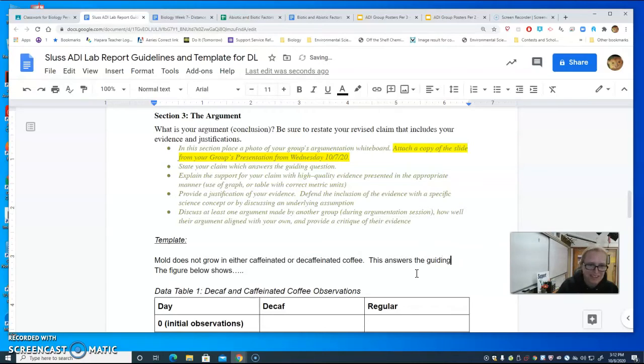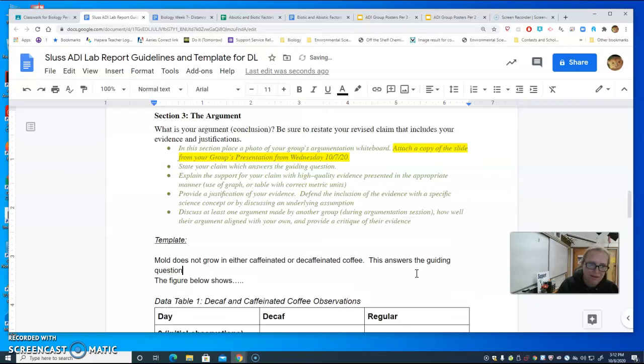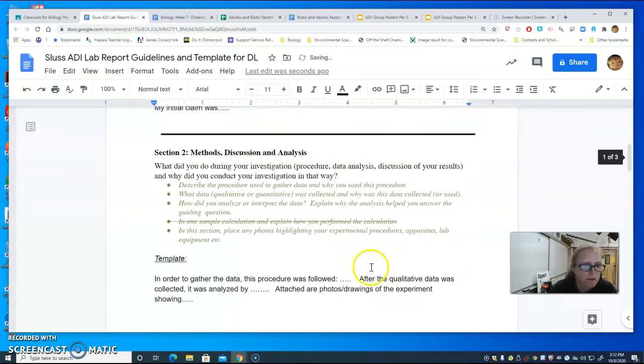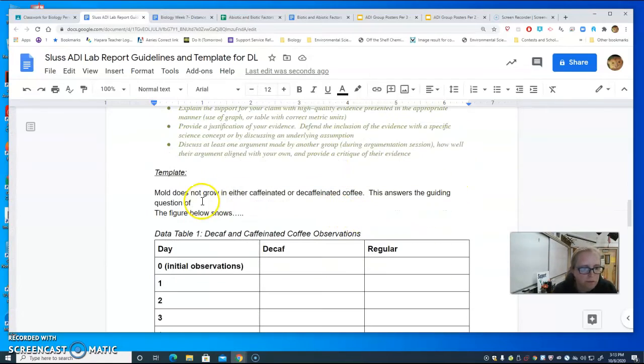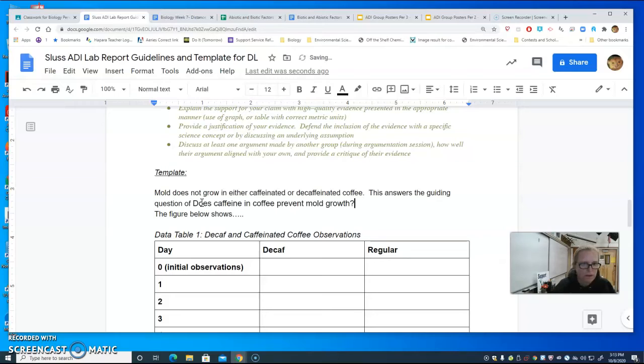Oh my gosh, good thing I didn't have a class where I have to teach typing. This answers the guiding question of, oh gosh, I don't remember what it is. Let me just go up here and copy it, right? Does caffeine in coffee prevent mold growth? So you go there, okay? And you could quote it or not.